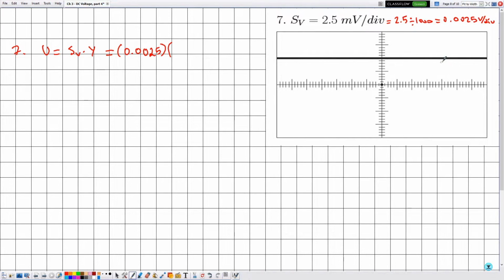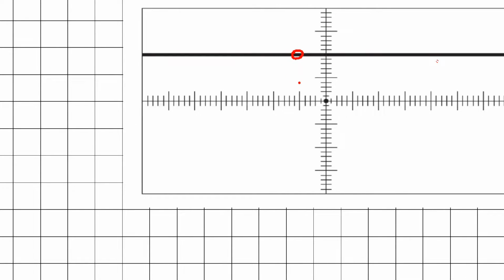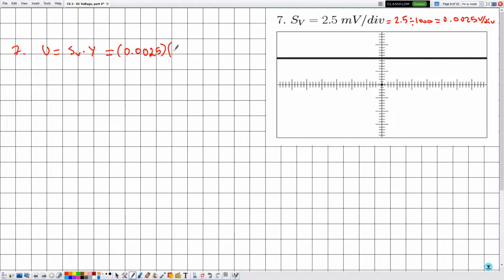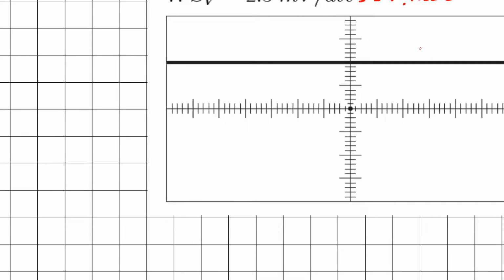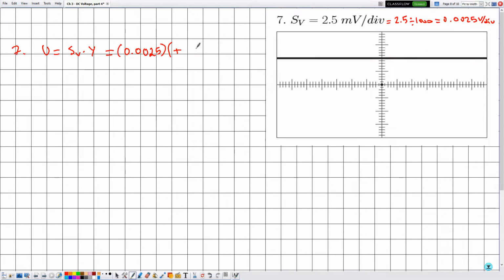Now what about the value of Y? The luminous line is displaced upward, so it's positive. And as for the number of divisions, this is 1, 2. Now plugging this on the calculator, the value of U is given by 0.005 volts, because everything is expressed in the SI. Now U is equal to 0.005 volts.